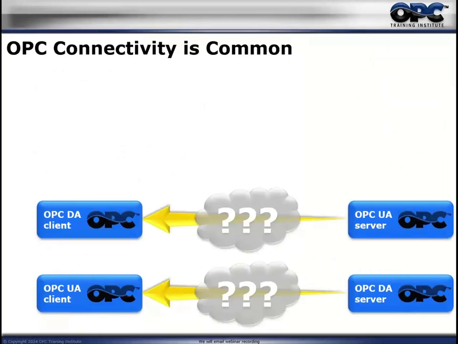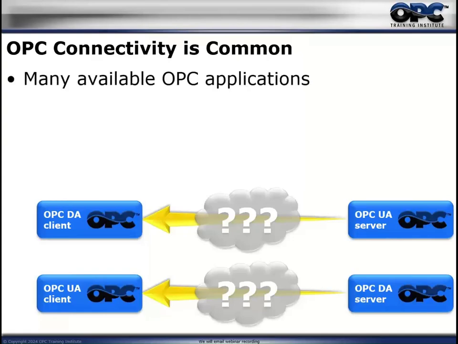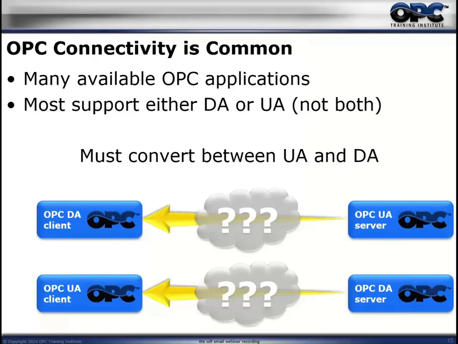So as you all know, OPC is a very, very common connectivity method today, and there are many, many available OPC applications. Really, there are a lot of them. Now, most of them support either OPC DA or UA, but not both. So they may support DA but not UA, or UA but not DA. If they support both, this particular webinar isn't for you. But if they only support one or the other but not both, this is for you.